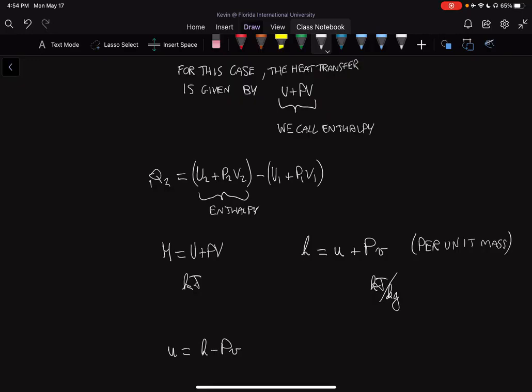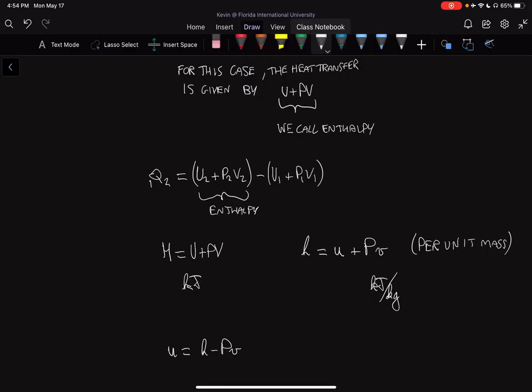Now, the reason why we use enthalpy instead of internal energy is that enthalpy is a lot easier to calculate and to find from experimental data. So actually what experimentalists do is they make tables for enthalpy, and then they calculate from the amount of pressure and volume that they use, they calculate U.